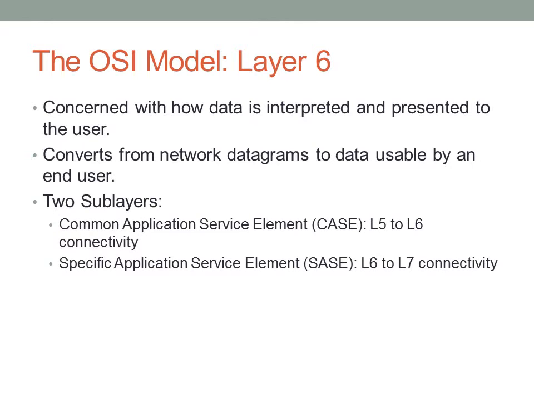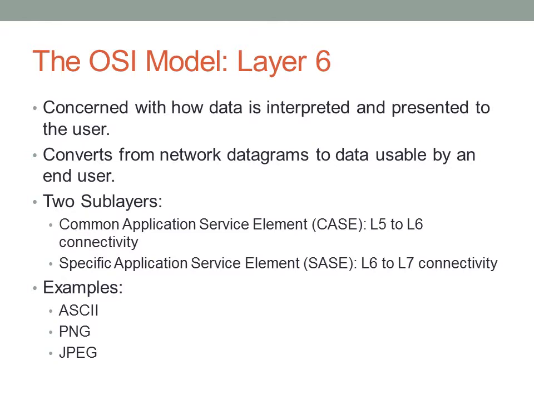One takes the binary bits and assembles them into something that means something to the computer, the operating system. And the second one goes from something that's usable by the operating system to something that's usable by the end user. So we call these different elements common application service element, that's CASE, and then specific application service elements, that's SASE. Some examples that you may be familiar with, ASCII, which would be considered a CASE level.